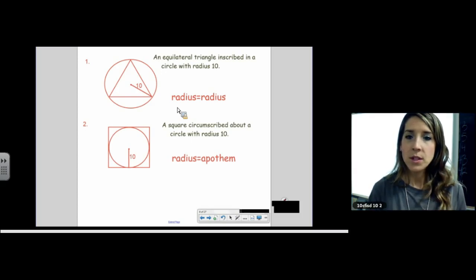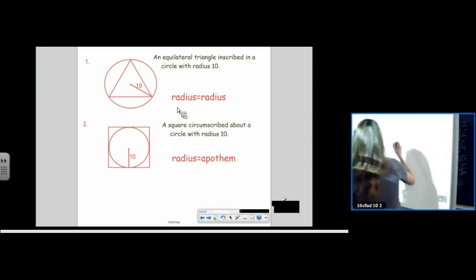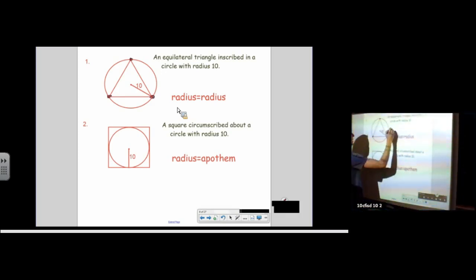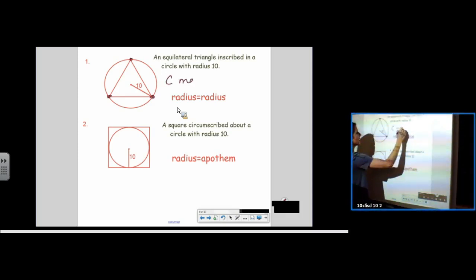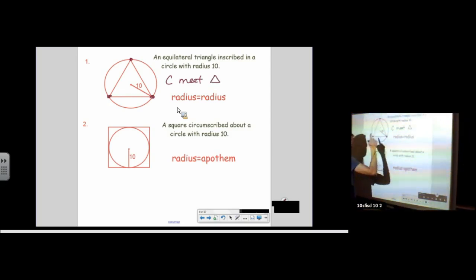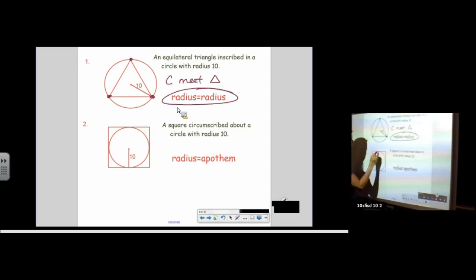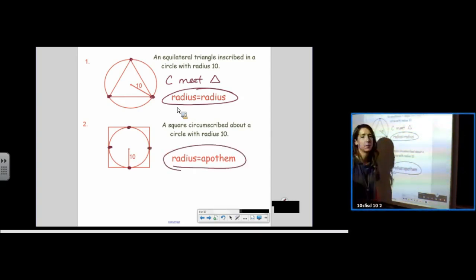Okay? So notice, when they meet at the vertices, that's where the circle is meeting the triangle. When they meet at the vertices, that's when the radii match. When they meet at the sides, that's when the radius becomes the apothem.